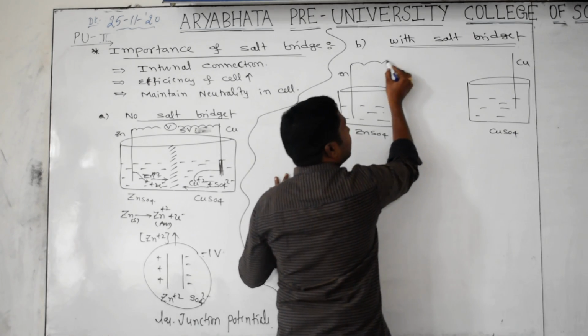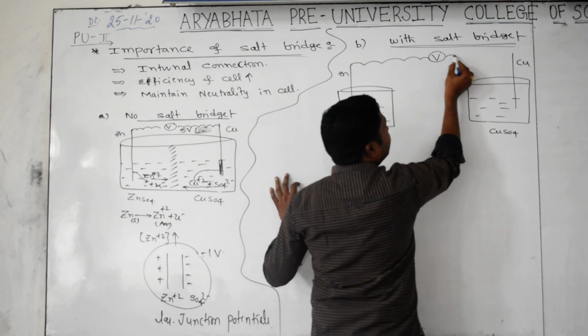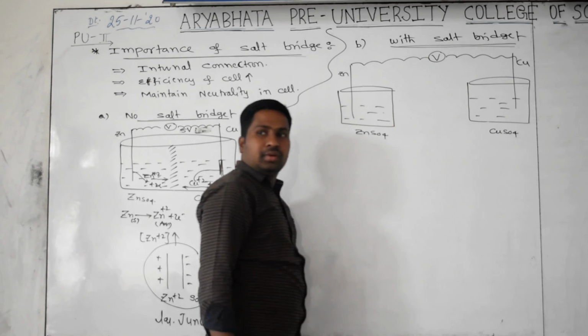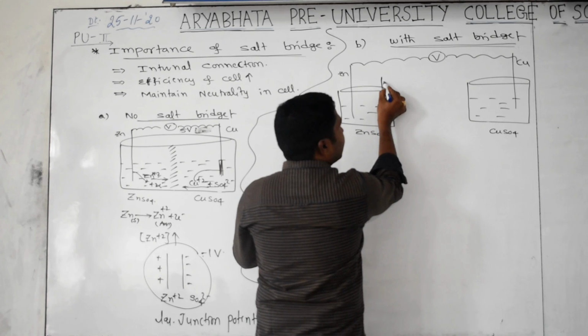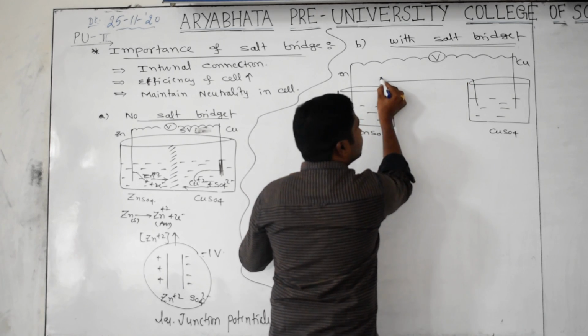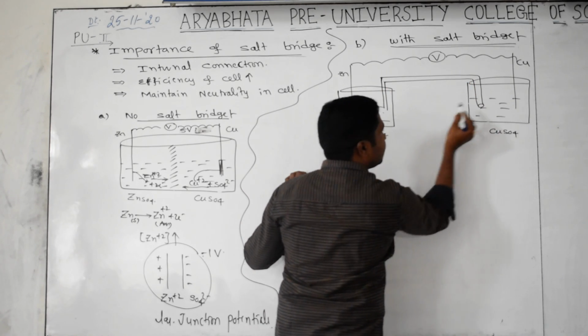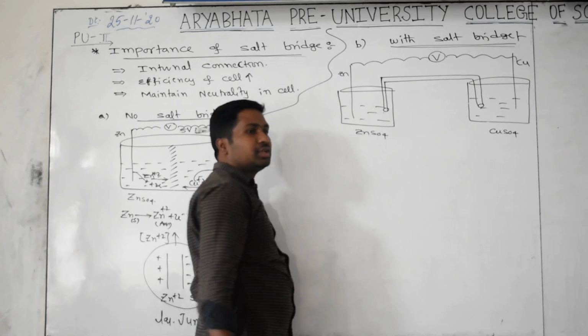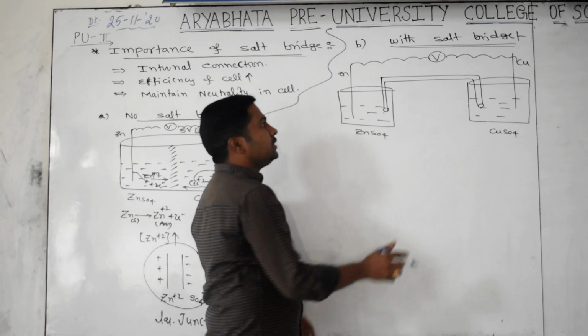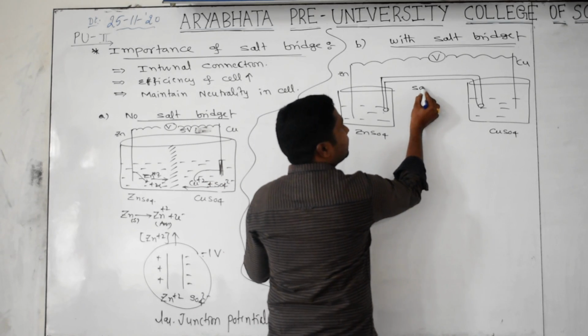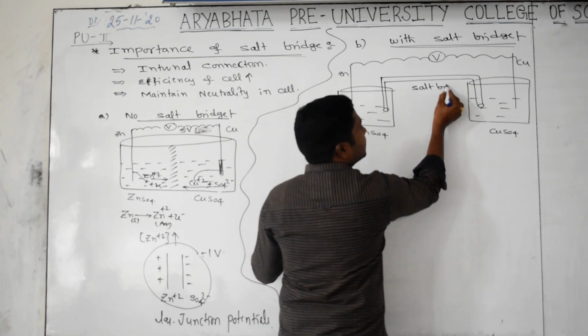Those two are externally connected with a voltmeter or bulb through copper wire, and internally they are connected together through which one? Salt bridge. What is the meaning of salt bridge? A salt bridge is a U-shaped glass tube. Just a U-shaped glass tube; this U-shaped glass tube we are calling a salt bridge.